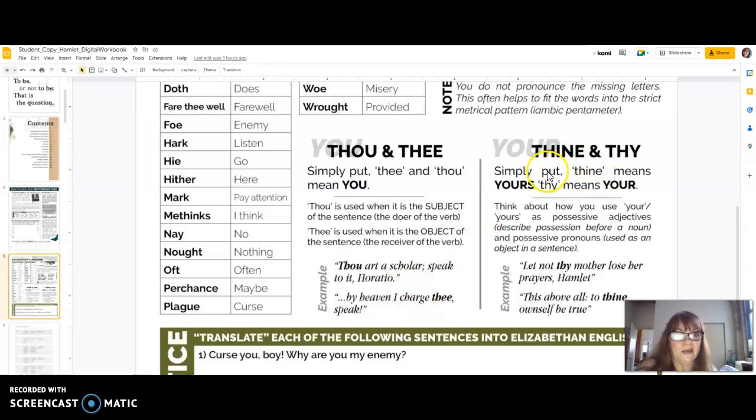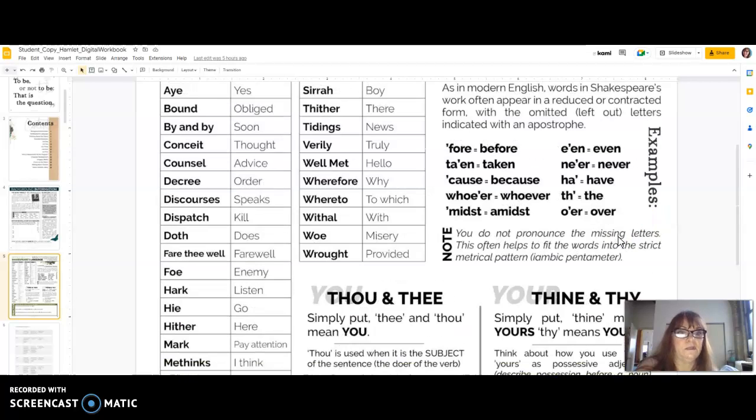Thine and thy, simply put, thine means yours, thy means your. Think about how you use your or yours as possessive adjectives. You own something, right? Whose scarf? Your scarf. Is that yours? Yes.